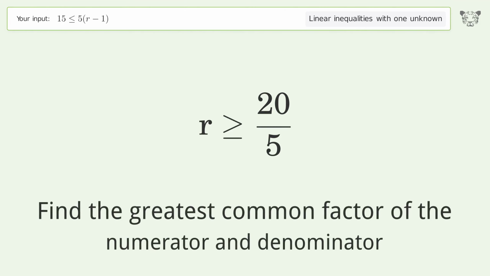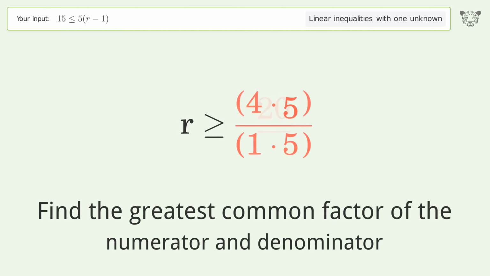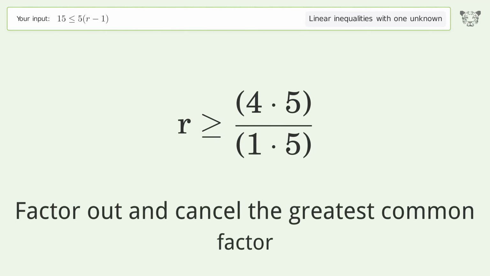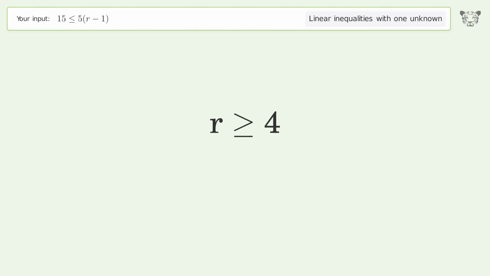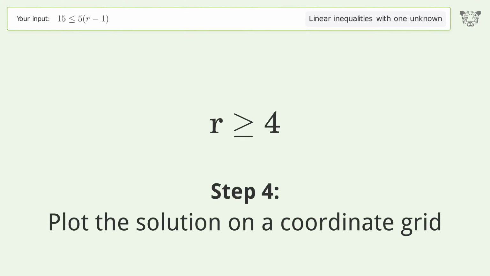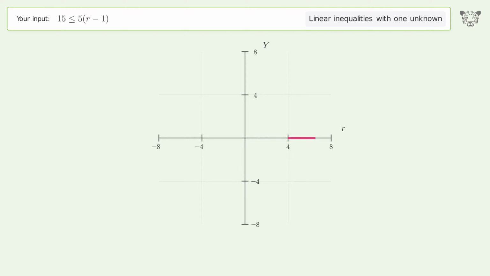Find the greatest common factor of the numerator and denominator. Factor out and cancel the greatest common factor. Plot the solution on a coordinate grid. And so the final result is r equal or greater than 4.